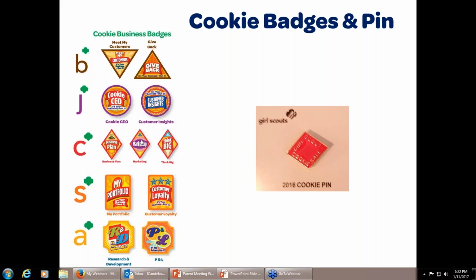As far as credit card readers go, that is entirely up to the troop whether or not they want to accept credit cards. You have to do the research for that, and your troop would be responsible for the fees and the setup for that. You cannot pass those fees along to the customer, though. The five skills that the girls learn are goal setting, decision making, people skills, money management, and business ethics.